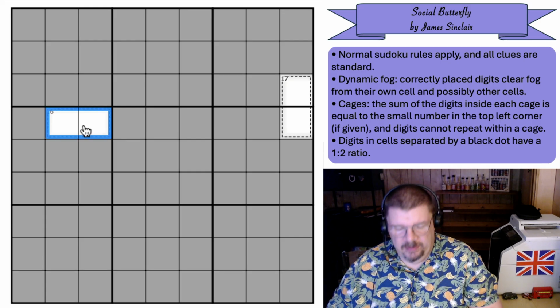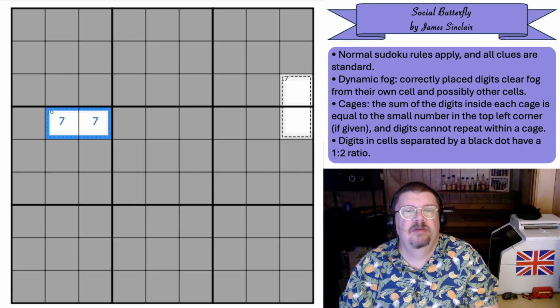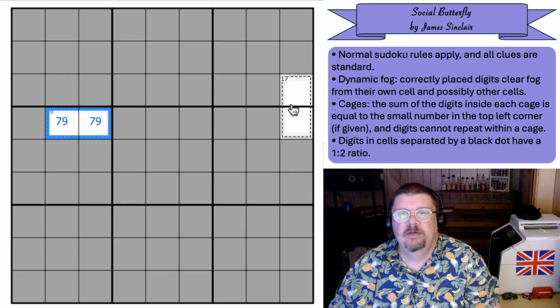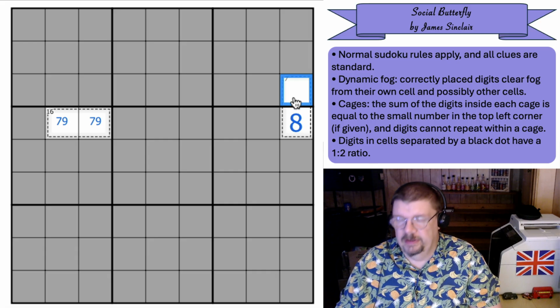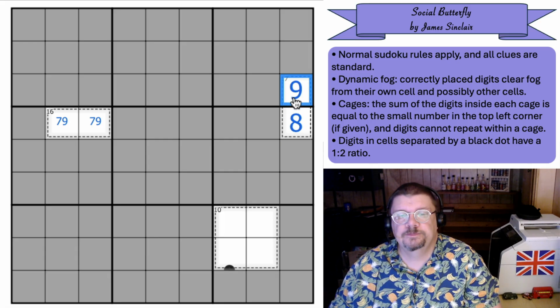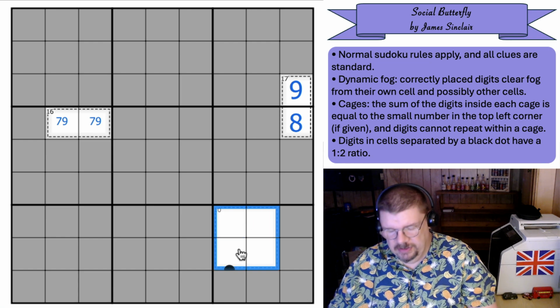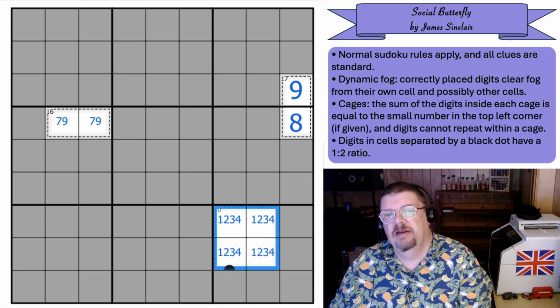Well, the only way to make 16 in 2 digits is with 7 and 9, and the only way to make 17 in 2 digits is with 8 and 9, but this can't be a 9 because of the 7-9 pair there, so that must be an 8, and that must be a 9. Okay. A 10 cage can only be made with 1, 2, 3, and 4.